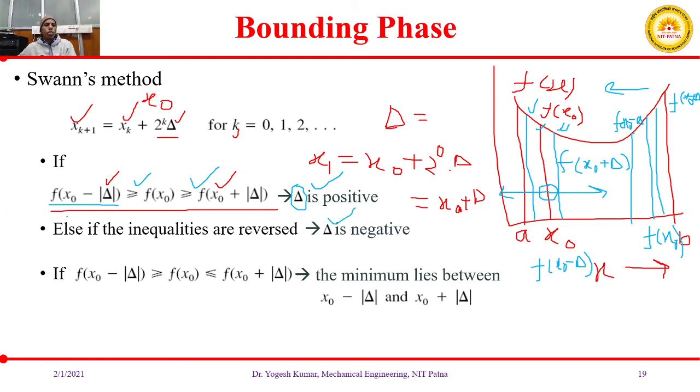Okay, so we have to be very careful while applying your Swan method. We should remember, if this condition is satisfied, then we will take delta as positive, and if this condition is not satisfied, that is, the inequality signs are reversed, then we will take the value of delta as negative.